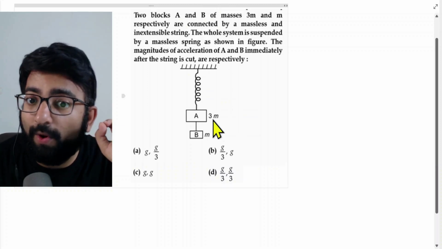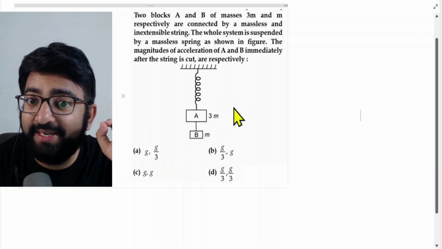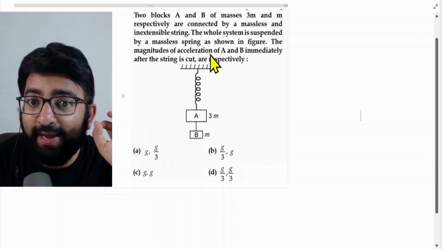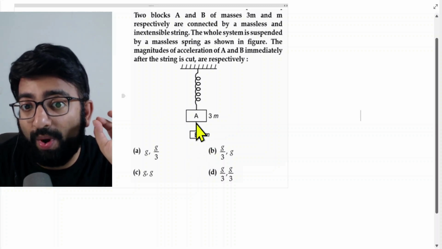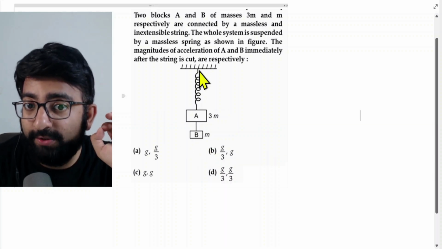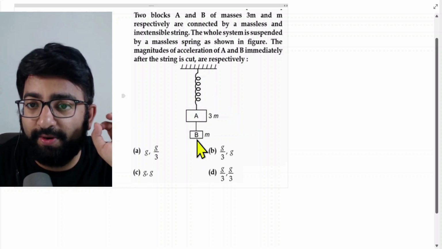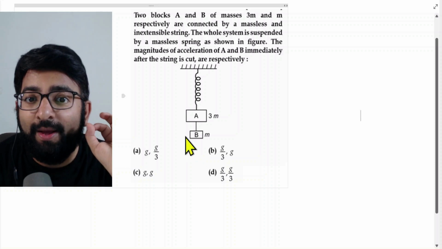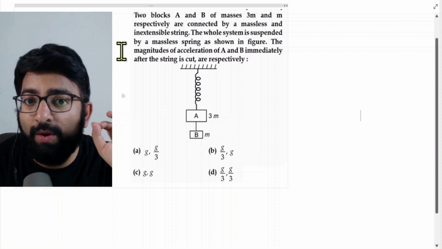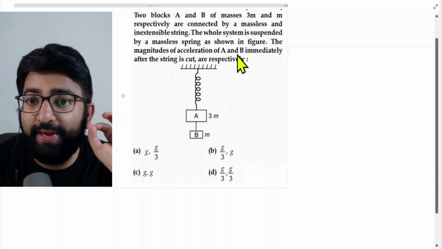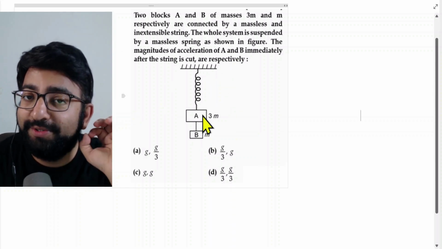In this question, two blocks are mentioned, A and B, with masses 3m and m respectively, and the entire thing is connected with one string and one spring. The spring is connected to A directly, and A and B are connected with a string. Now the question is asking, once we cut this string, what will be the accelerations of A and B?